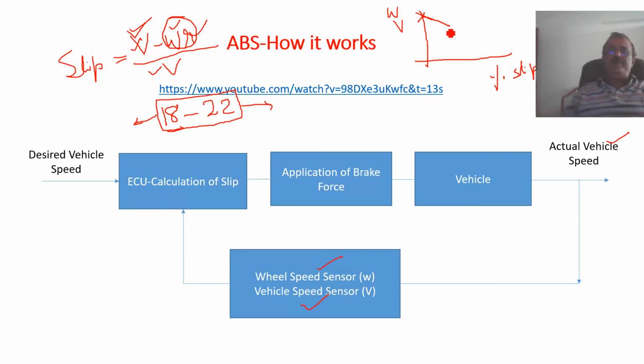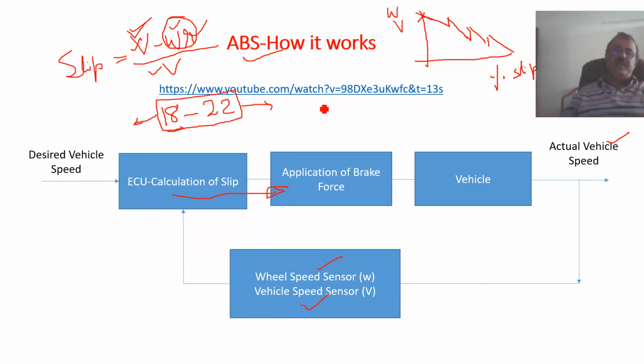If the slip is more than 22%, the ECU sends a signal to release the brake. Releasing the brake means the speed will increase again. Again it will measure the slip. If it is below 18%, it will apply the brake again. Again the slip will start increasing, and again it releases the brake. Like this, apply, release, it will stop the vehicle. Finally it will stop the vehicle, but it will not lock the wheels. This is what we call the ABS system.